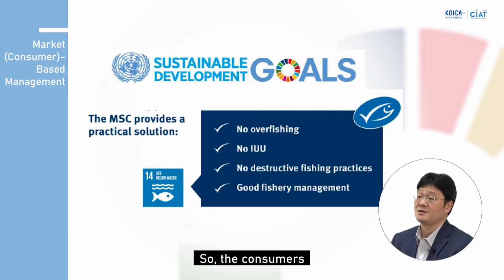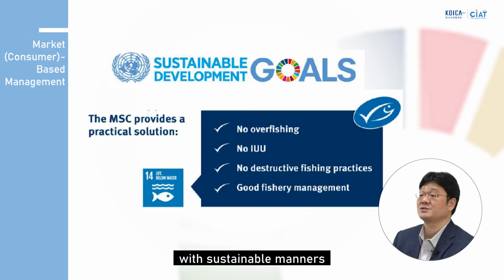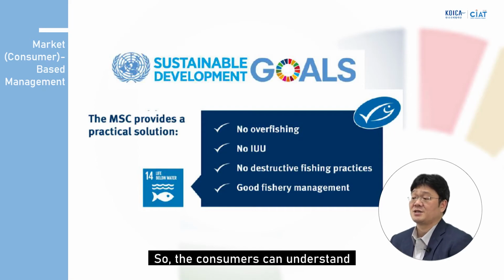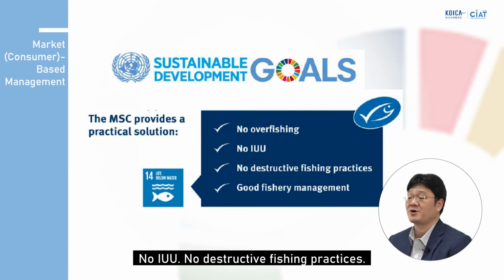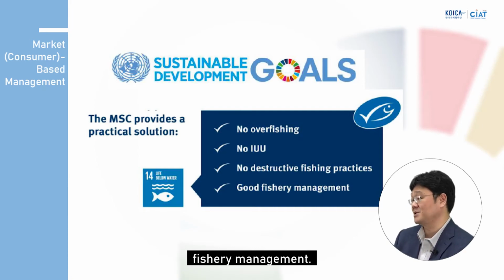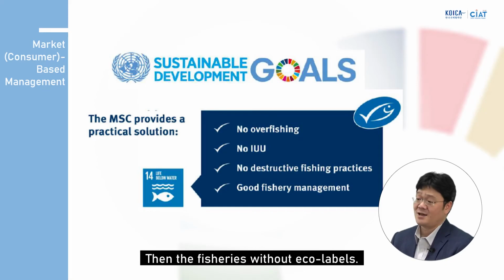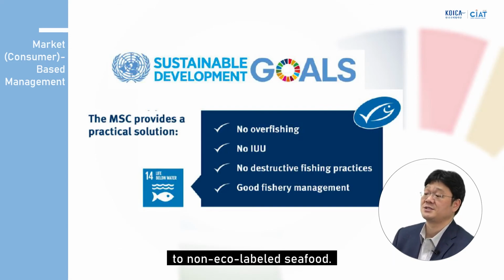So consumers can recognize that the fisheries products were produced in sustainable manners by the MSC eco-label on the products. Consumers can understand that this fishery has no overfishing, no IUU, no destructive fishing practice. They are doing good fisheries management. This is a very eco-friendly fisheries product. So the consumer will buy more eco-labeled seafood. Then fisheries without eco-labels will lose their market because consumers prefer eco-labeled seafood to non-eco-labeled seafood.